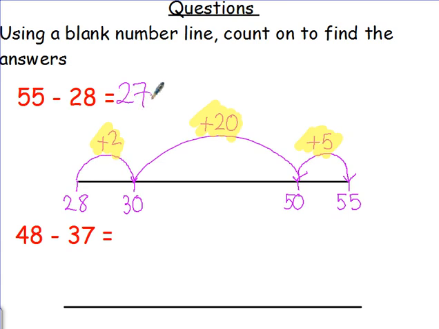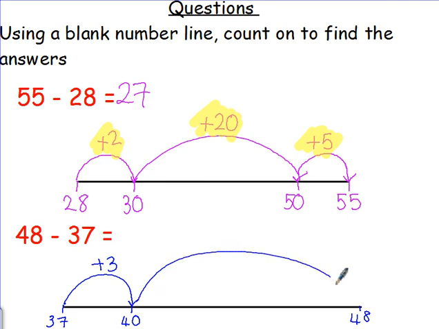Let's have a look at the one on the bottom. 48 take away 37. What is the difference between 48 and 37? 37 down here, 48 up here. If I'm at 37, so I'm at my 30s, the next 10 is my 40s. So to get from 37 to 40, I add on 3. Now, I'm getting from 40 to 48. There's no more 10s, there's just units, and there's 8 of them.